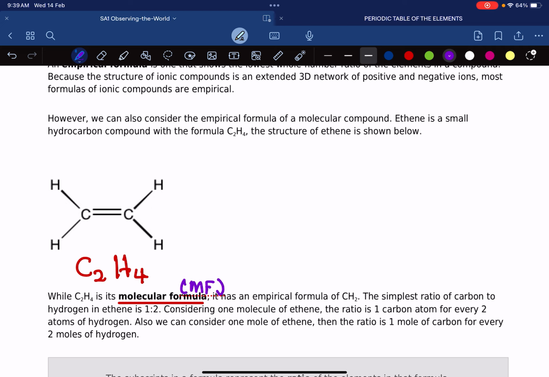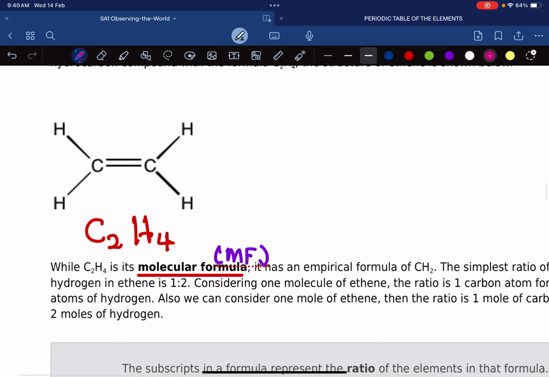Second, it tells us how many of each element is present. So in this case, I know there are 2 carbons and 2 hydrogens. Then I can calculate the molar mass of this compound. Yes or no? I can calculate the molar mass.